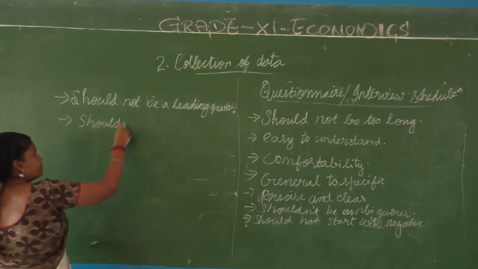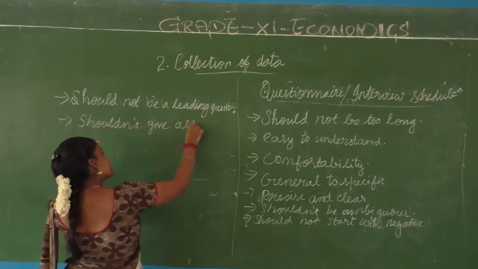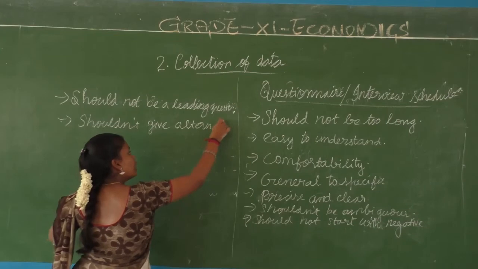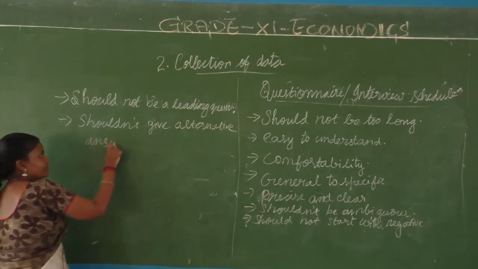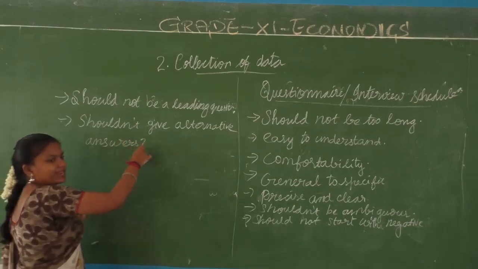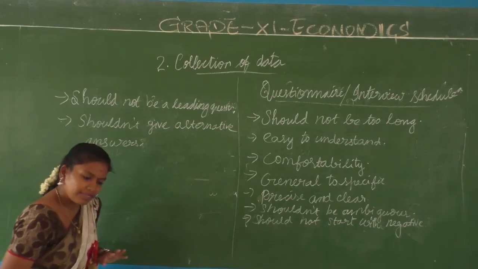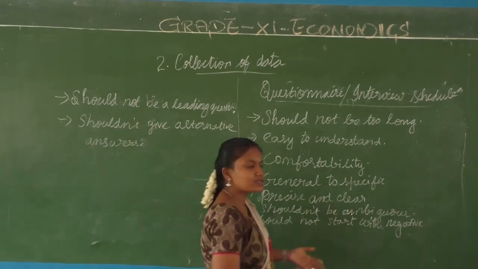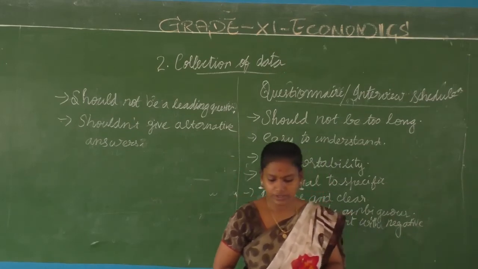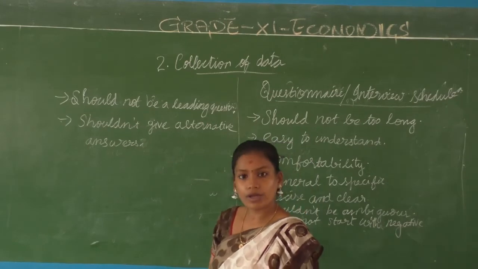Shouldn't give alternative answers. That is, if you have 10,000 rupees, will you buy a TV or a fridge? When you say like that, you have an alternative answer. You should not do like that. If you have 10,000 rupees, what will you buy? It should be a good question. Whether you will buy this or that is not a good question. Right? These are the various things about a questionnaire.